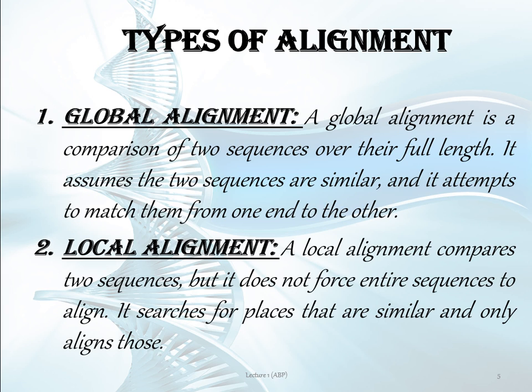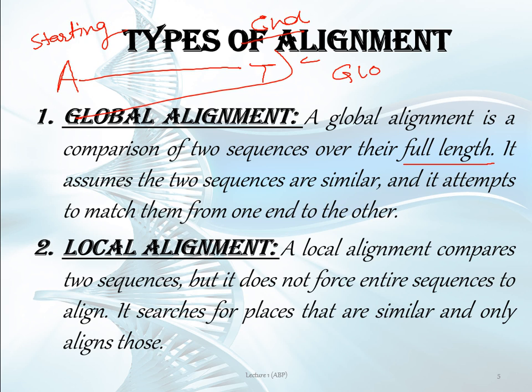Global alignment: a global alignment is a comparison of two sequences over their full length. It assumes that the two sequences are similar and attempts to match them from one end to the other end. Starting is from here and ending is here. So this is global.